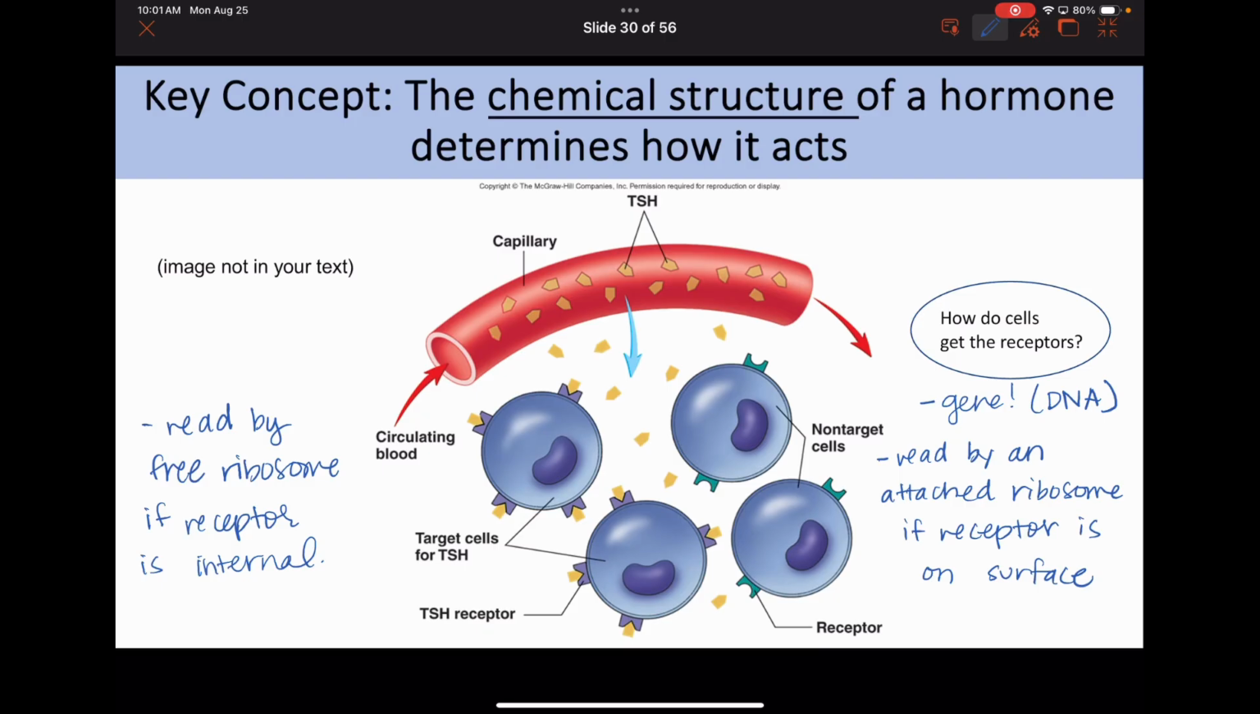Now, our lipid-based hormones, like we said, they can cross the plasma membrane, so they go inside for the receptor. So whenever we have an internal receptor, that's made by a free ribosome because those make proteins to stay inside the cell. And we'll talk about those different mechanisms next.